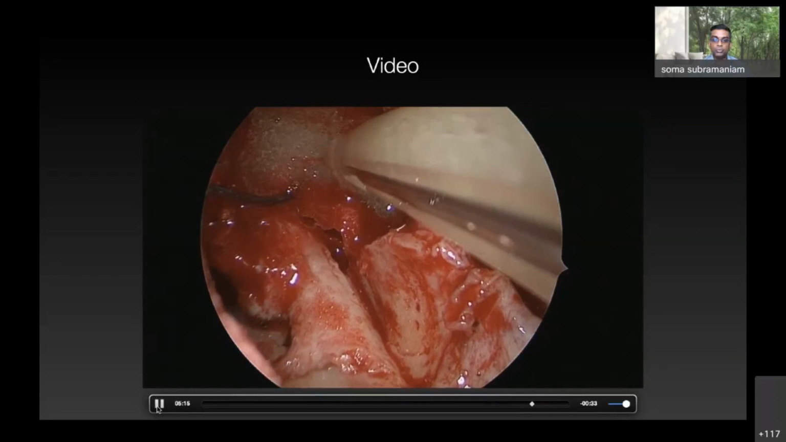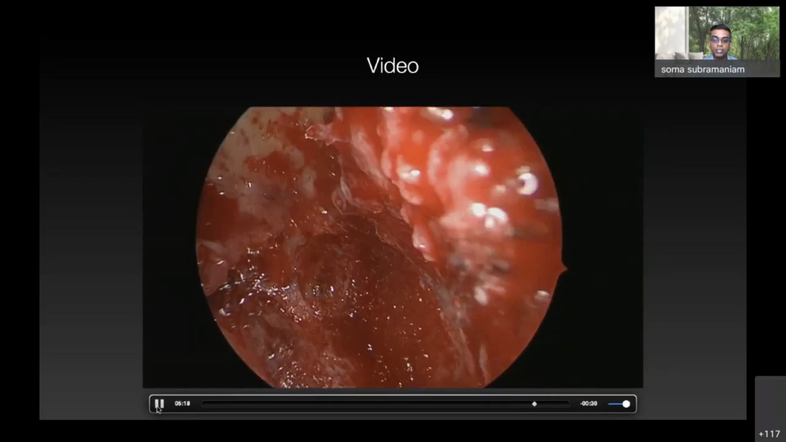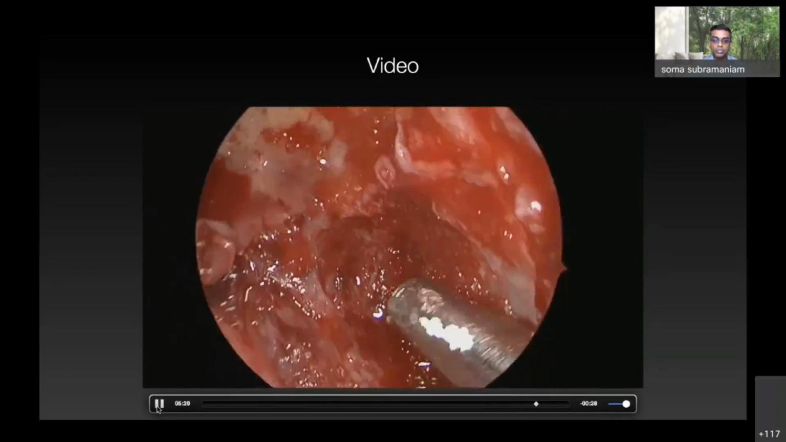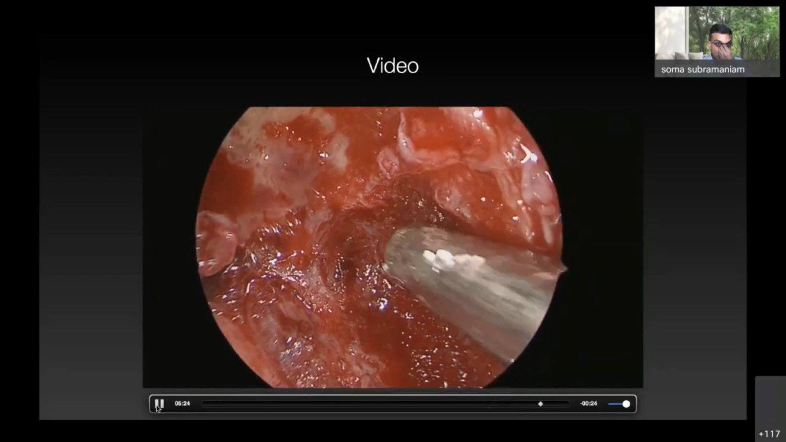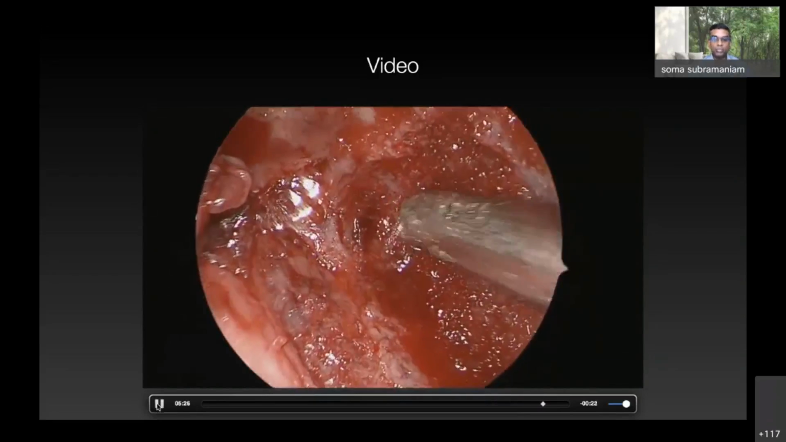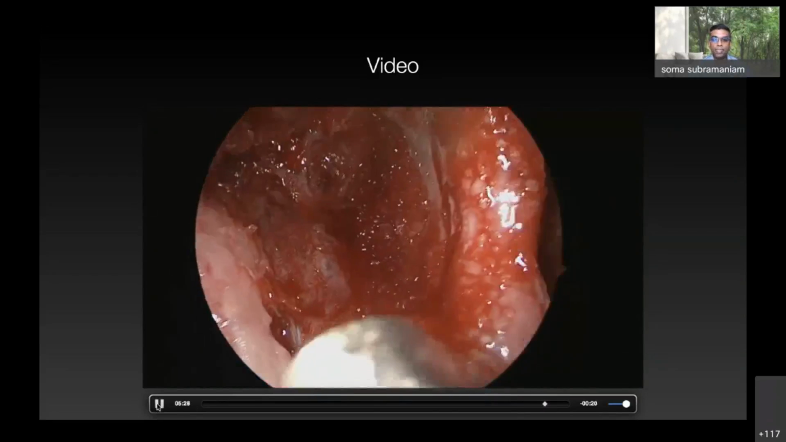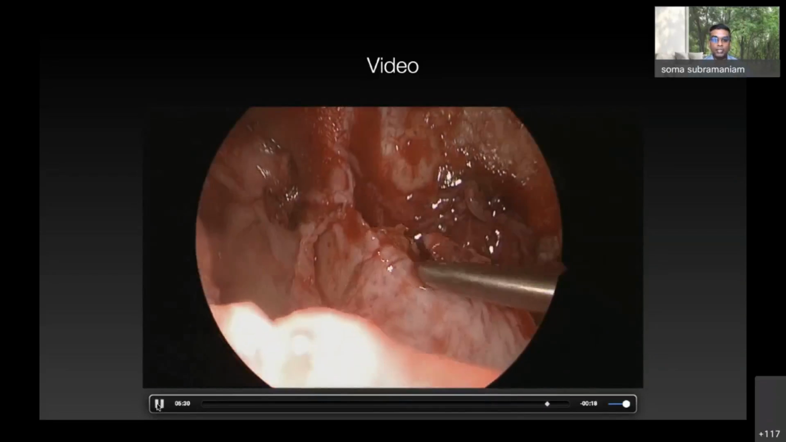So then after that, I put a bit of FlowSeal inside that to create hemostasis, ensuring there's no more bleeding at the end of that procedure. So now coming back to the point of reducing exposed bone and allowing quick mucosalization.